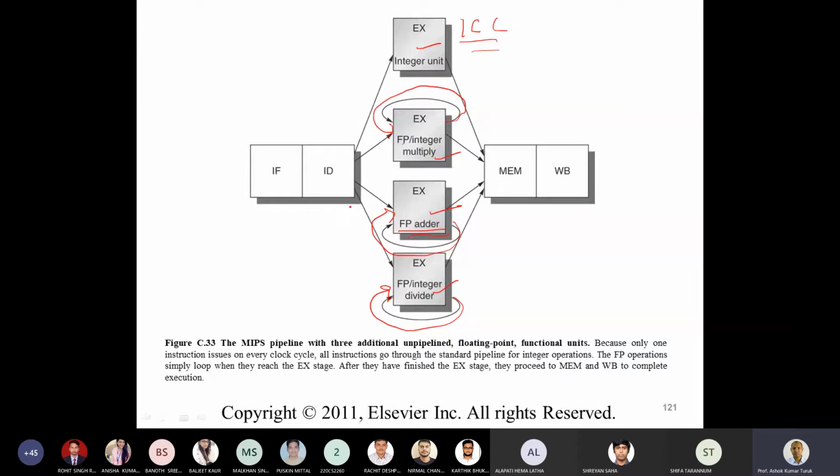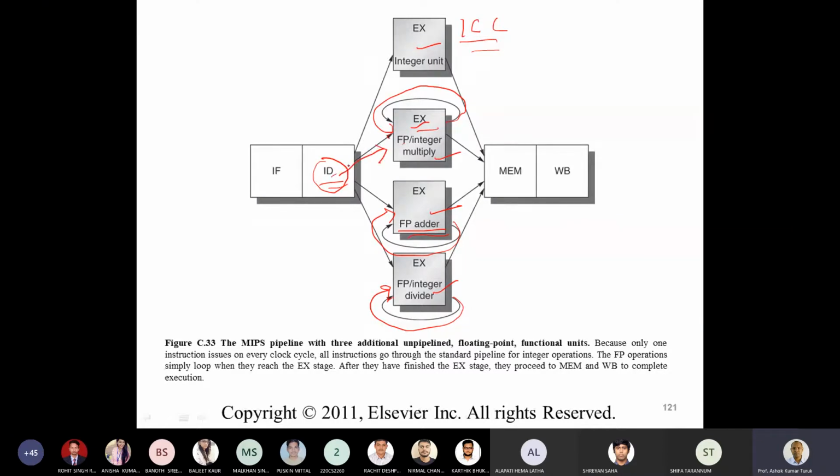Now in this case, if you have instructions, let's say the instruction in the instruction decode stage is a floating point multiplier or integer multiplier, and the multiplier unit is already busy executing some other instruction, so it takes multiple clock cycles. So this instruction cannot be issued.